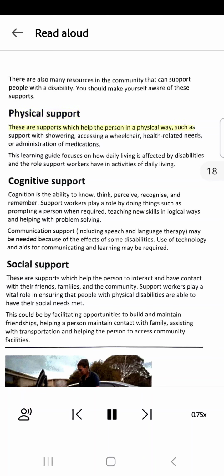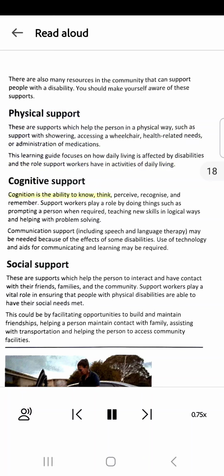Physical support. These are supports which help the person in a physical way, such as support with showering, accessing a wheelchair, health-related needs, or administration of medications. This learning guide focuses on how daily living is affected by disabilities and the role support workers have in activities of daily living.